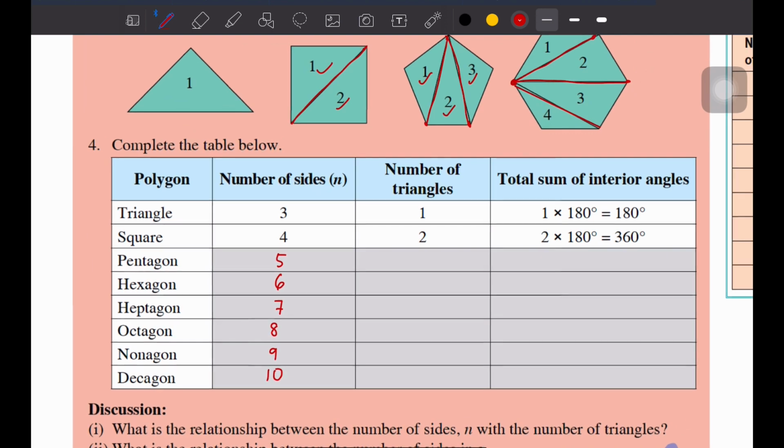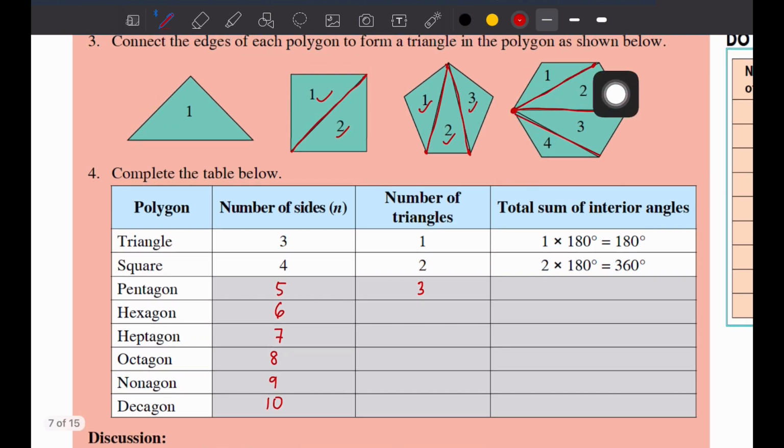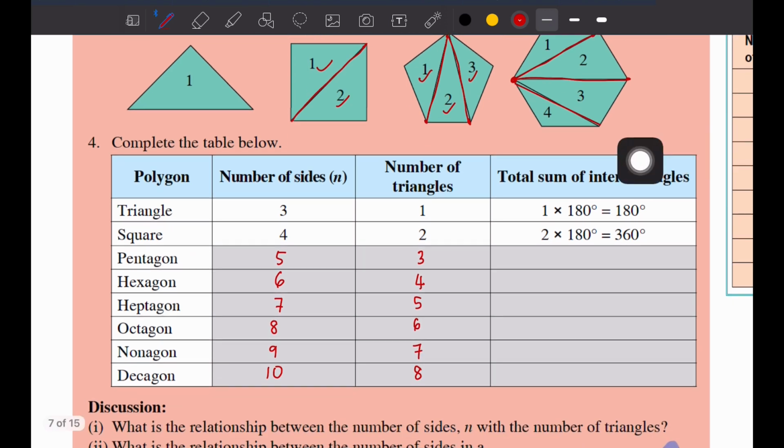So let's look over here. For pentagon 5, it has 3 triangles inside. So 3. This is hexagon, so we have 4 and so on. So 5, 6, 7, 8. Now, what is the total sum of interior angles? For a triangle, we have 180. Over here we have 2 triangles, right? Each triangle is 180, so if you have 2 triangles, it is 180 times 2, 360.